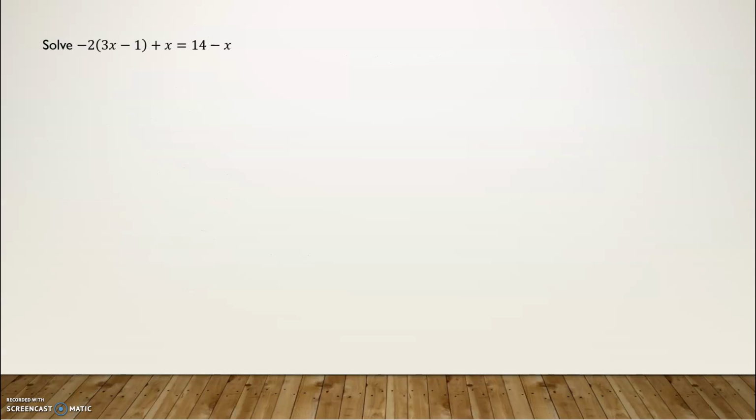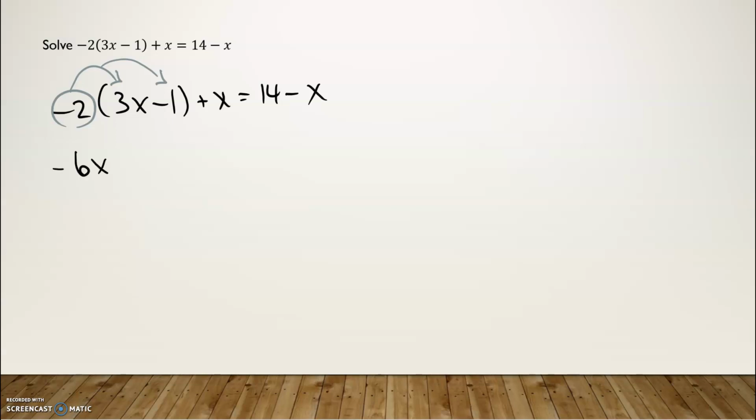If we look at this one, I'm going to rewrite it. The first thing I'm going to do is take this negative 2 and distribute it to the 3x and to the negative 1. So negative 2 times 3x will give us negative 6x. Negative 2 times negative 1 will give us positive 2. And plus x equals 14 minus x.